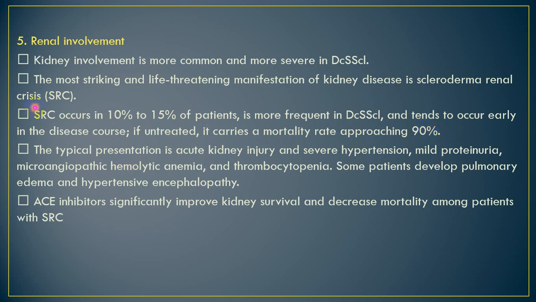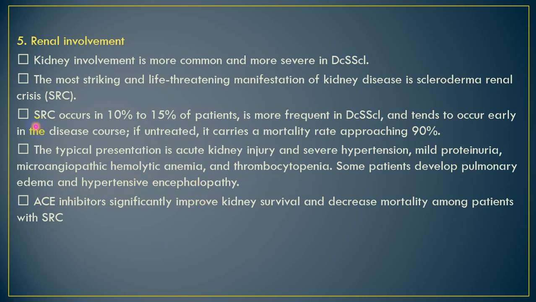Typically, patients with scleroderma renal crisis present with elevated urea and creatinine, decreased urine output, new or worsening hypertension, proteinuria, and characteristically microangiopathic hemolytic anemia, meaning there will be a decrease in hemoglobin and platelet count. Some patients will develop, due to severe hypertension of course, pulmonary edema and sometimes even hypertensive encephalopathy.